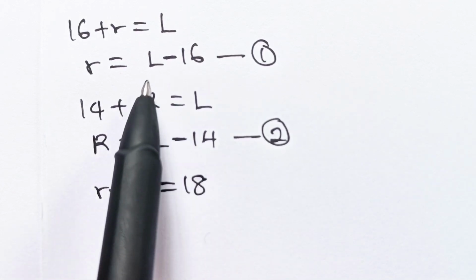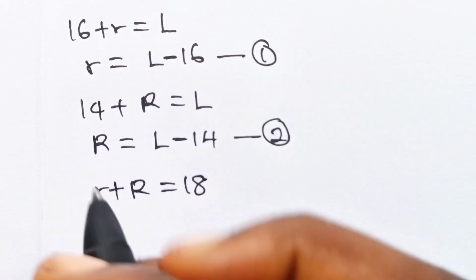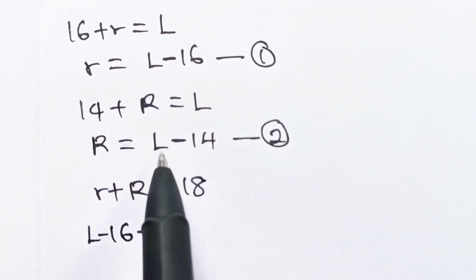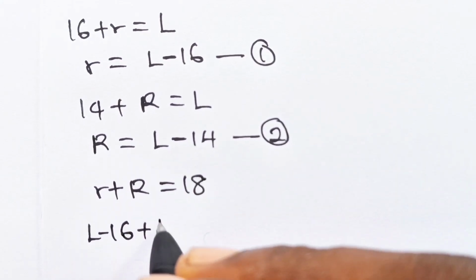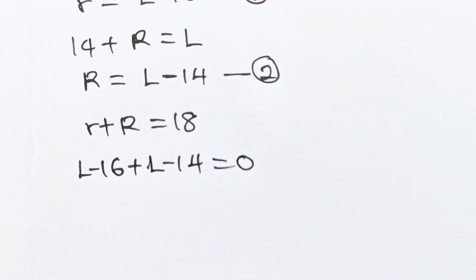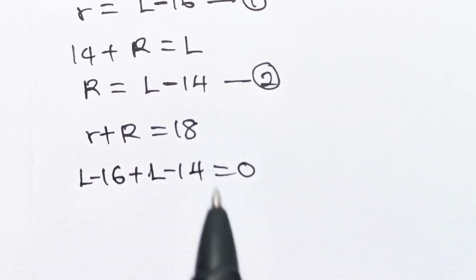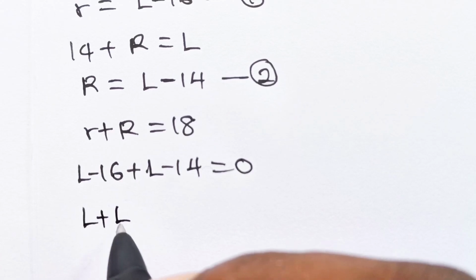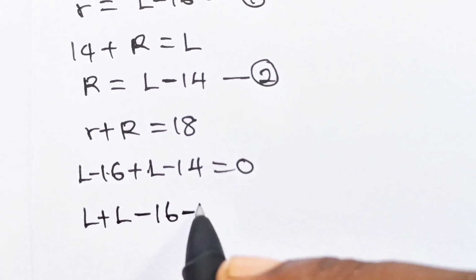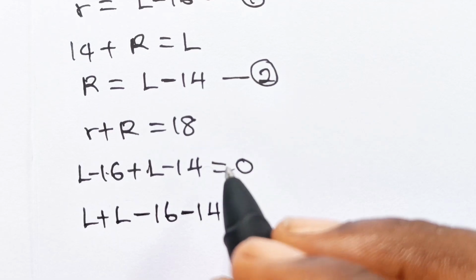But small r is L minus 16. So L minus 16 plus capital R, which is L minus 14, is equal to 0. So if we write this well, we have L plus L, and minus 16 minus 14 is equal to 0.